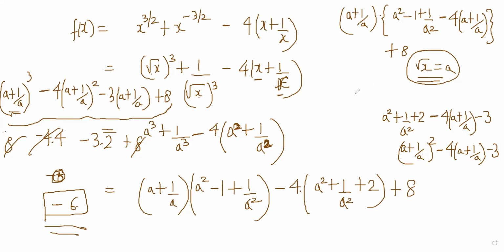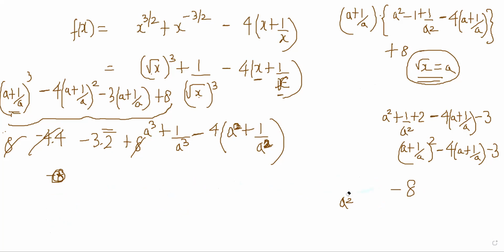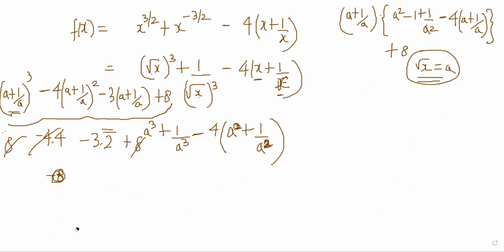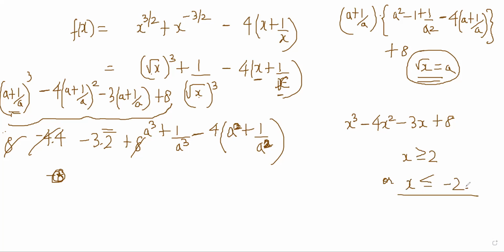And other values, okay, this is a cubic, right? One second, I'll just get some space. What I'm getting is a cubic like this: x cube minus 4x square minus 3x plus 8, where x is greater than or equal to 2 or x is less than or equal to minus 2. But it is not possible for A to be negative, so maybe that is not possible.